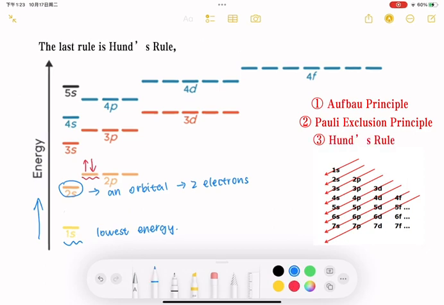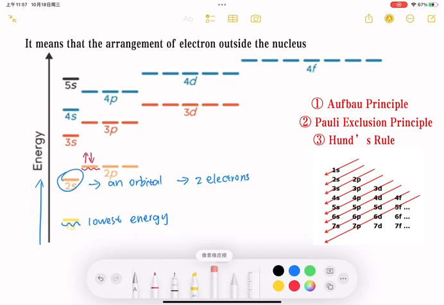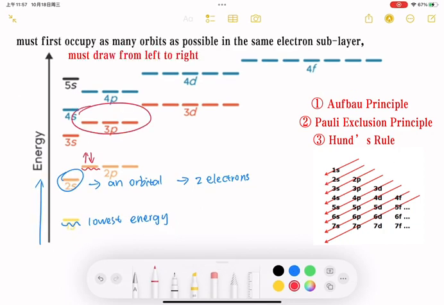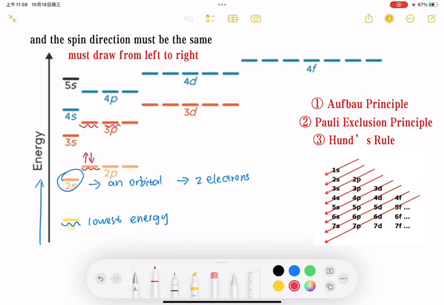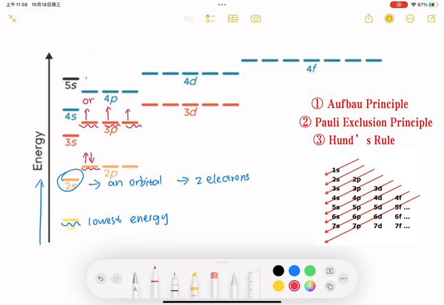The last rule is Hund's rule. It means that the arrangement of electrons outside the nucleus must first occupy as many orbitals as possible in the same electron sublayer, and the spin direction must be the same. In the same energy level, all the orbitals should be filled with arrows in the same direction. It can be either spin up or spin down.